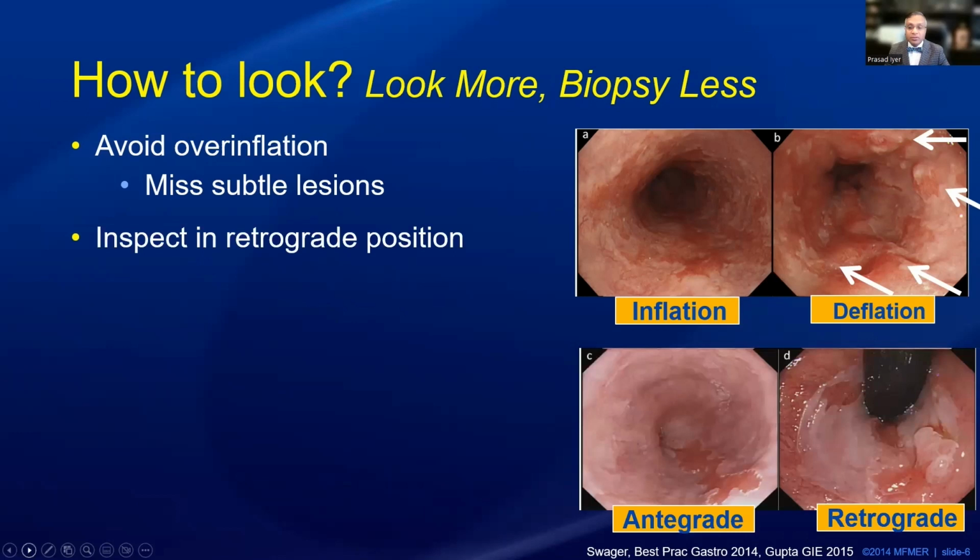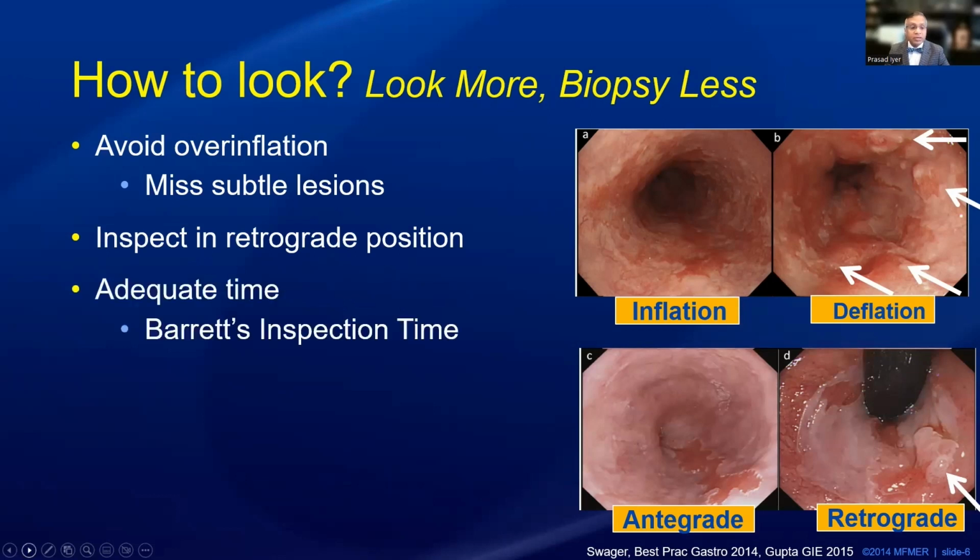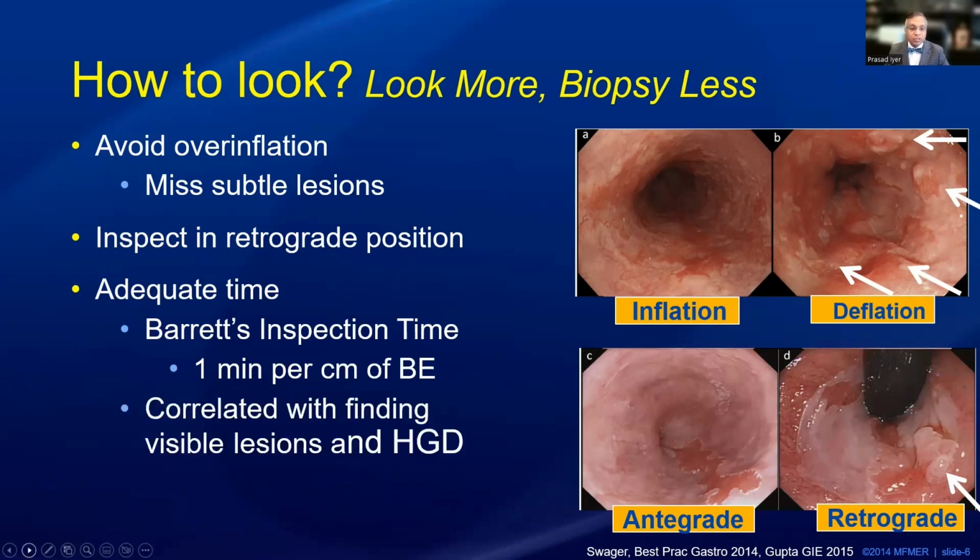We want to inspect in the retrograde position as well, because sometimes the cardia is difficult to evaluate, especially if we have a large hiatal hernia. And then when we perform a close retroflexion, we are actually seeing these lesions end on. We want to give ourselves adequate time. There is a concept of Barrett's inspection time that has been raised in one paper of at least 1 minute per centimeter of Barrett's mucosa, which was correlated with finding more visible lesions and high-grade dysplasia, though to be noted, this was in a very selected enriched population.